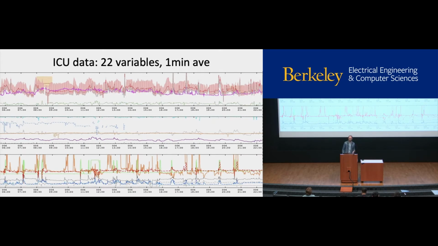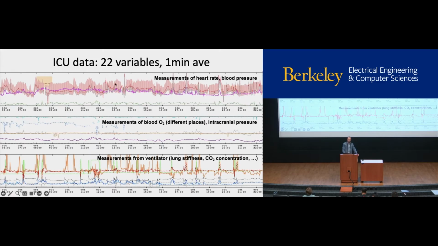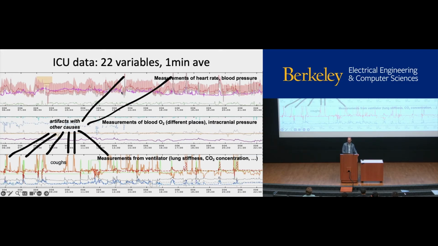Okay, here's an example where some of the peaks are actually not really reflecting what's going on. On the top here, we have measurements of heart rate and blood pressure. Here we have measurements of the concentration of oxygen in the blood, in different places in the blood, also intracranial pressure. And here we have measurements from the ventilator, like lung stiffness, CO2 concentration, a few other things. And all of these spikes here, these spikes there, those spikes there, are in fact not real. They're not measuring what's actually going on with the patient. They're artifacts with other causes.